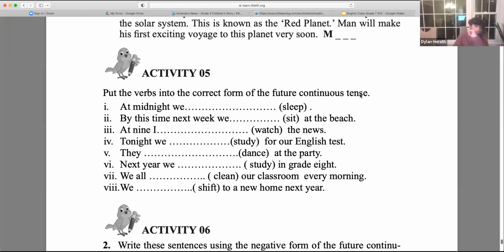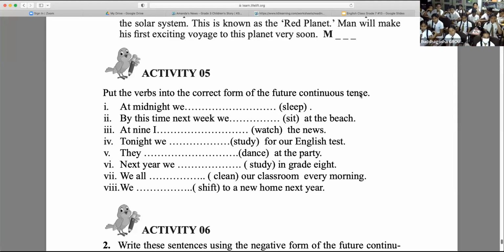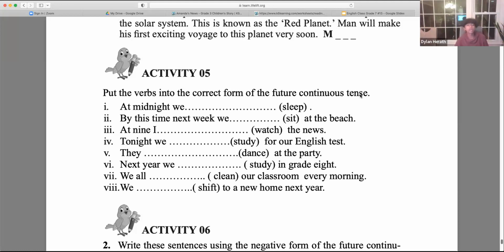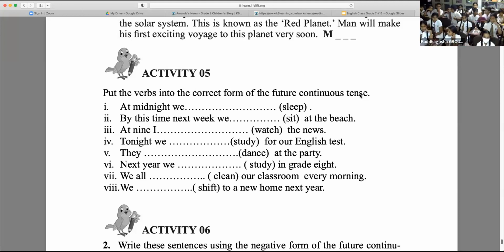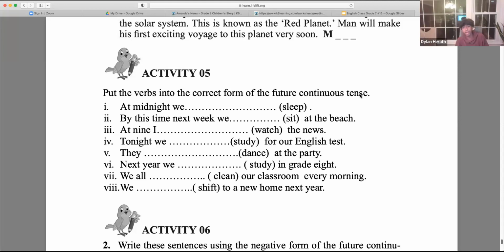So at 9, I blank watch the news. Remember, this is still future tense. So what will it be? Very good. At 9, I will watch the news. Number 4, tonight we blank study for our English test. Will study. Yes, tonight we will study for our English test.